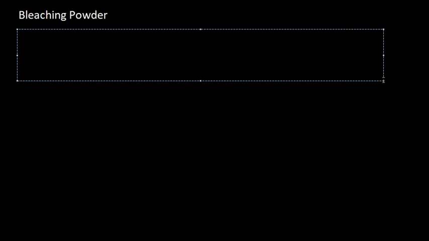Today we are going to talk about another important compound which is called bleaching powder. You all must have heard about this. It is a very common compound and it is used very widely in domestic purposes as well as in industries. Bleaching powder is prepared by the action of chlorine on slaked lime.